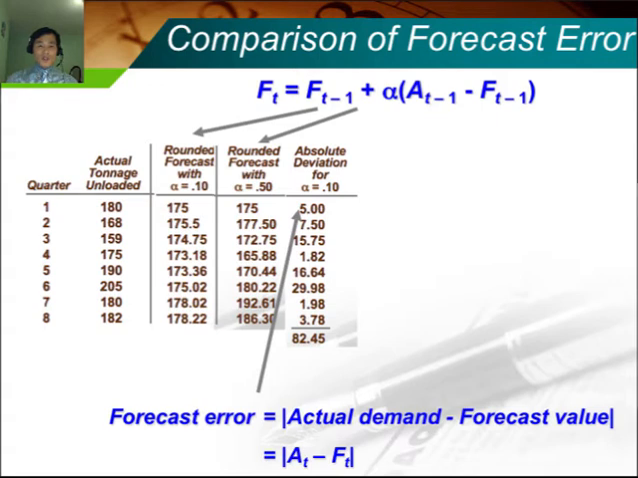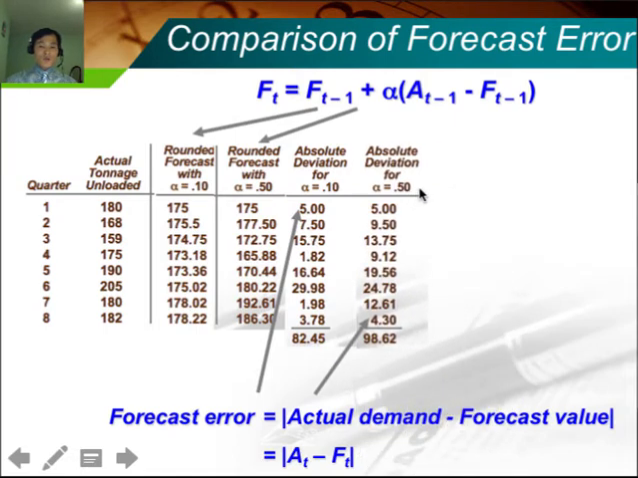For example, for the first model, alpha equals 0.1, you have 5 because the absolute difference between 180 minus 175 is 5. Similarly, 168 minus 175.5 is 7.5. Although it's negative, we took the absolute value of that, so that's why it's 7.5. Similarly, you can do the same thing for the second model with alpha 0.5 and then calculate the forecast errors, and here's the result. Then now you're ready to calculate MAD and MSE and MAPE. So let us do that.